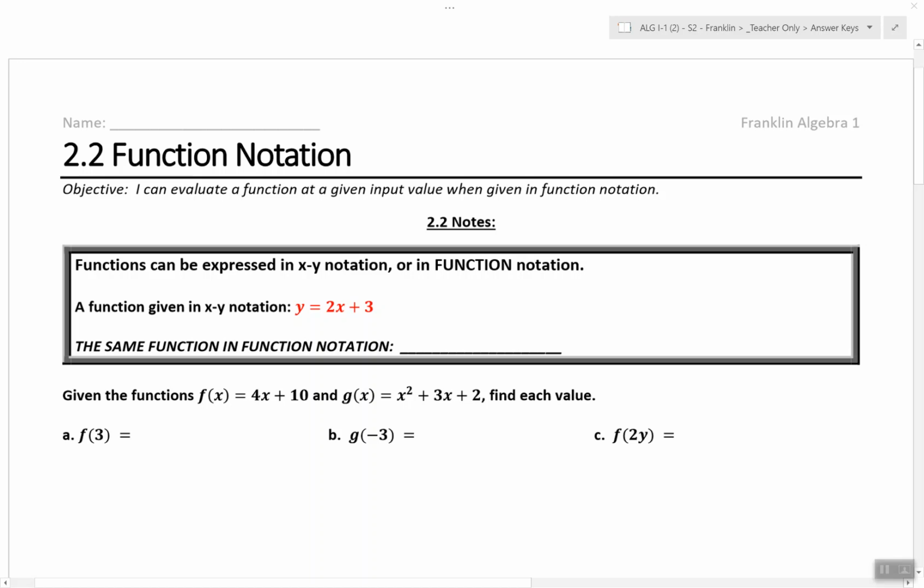In these notes, we're going to be looking at evaluating functions written in function notation, which is just a special notation that tells you what the input value is of any specific function.